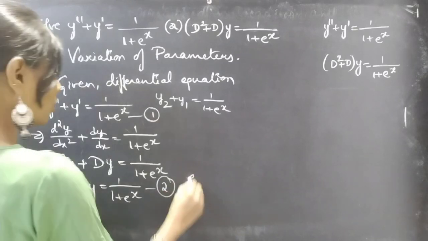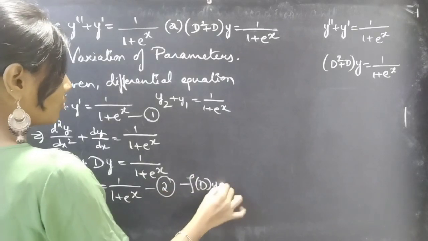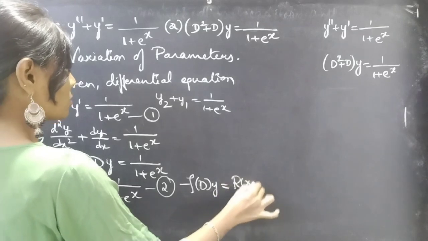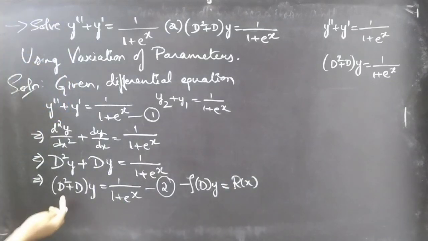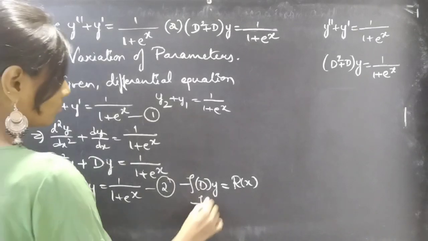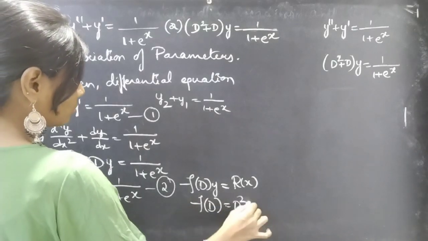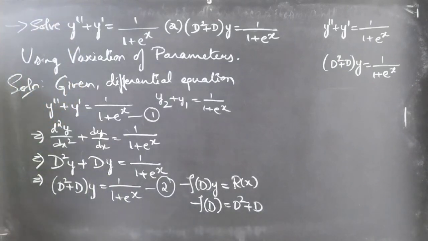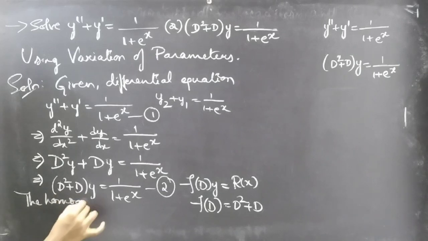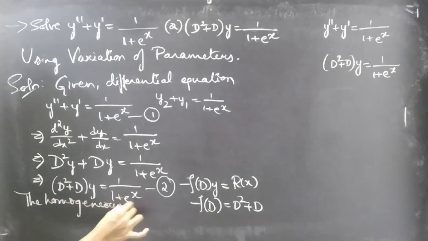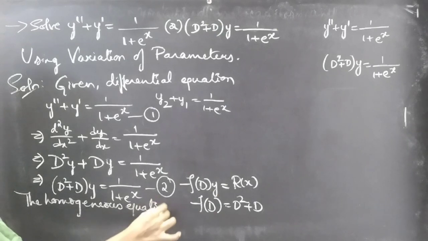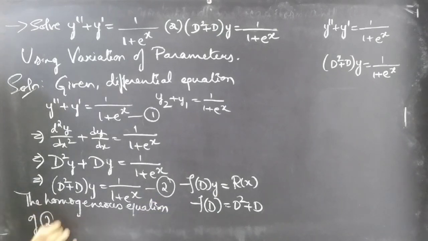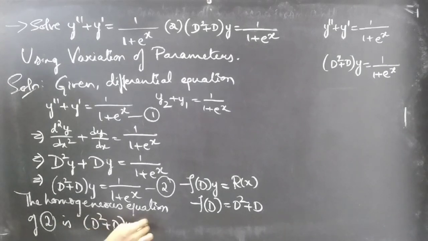Right, where f of D into y equals some function of x form, we can say, where f of D is D square plus D. Now let's write the homogeneous equation of equation 2. The homogeneous equation of 2 is D square plus D into y equal to 0. Consider it as equation number 3.